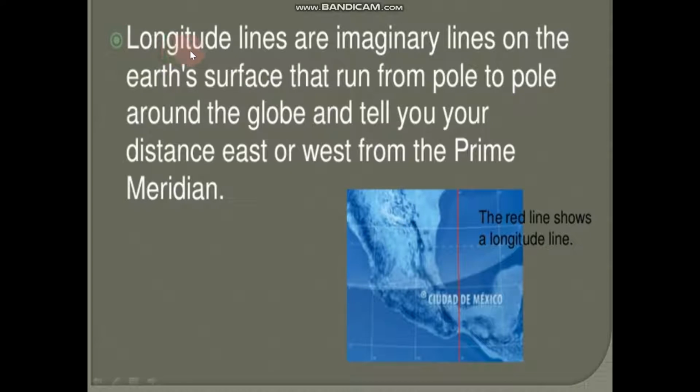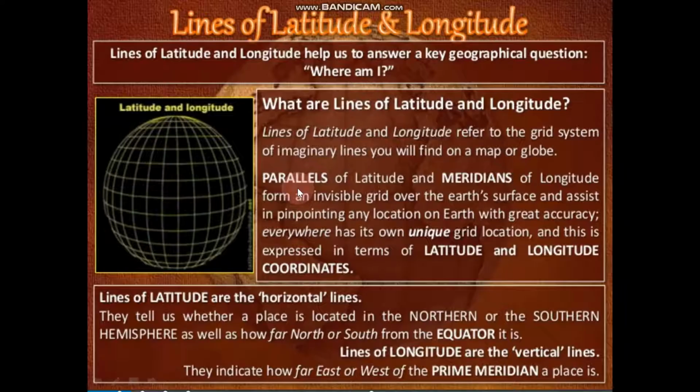And longitude lines? Longitude lines are imaginary lines on the earth's surface that run from pole to pole around the globe and tell you your distance east or west of the prime meridian. Clear? Latitude from east to west and longitude from north to south.